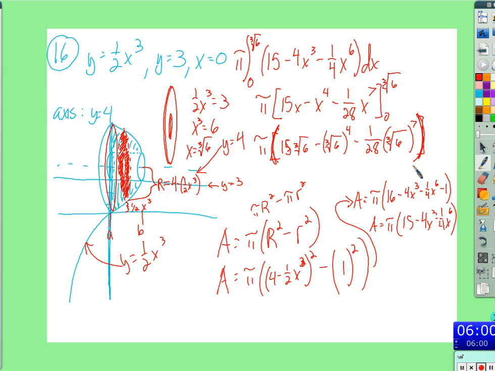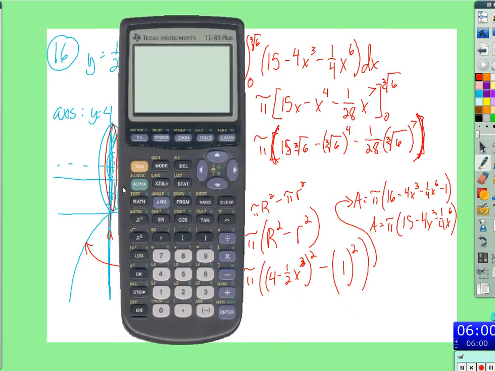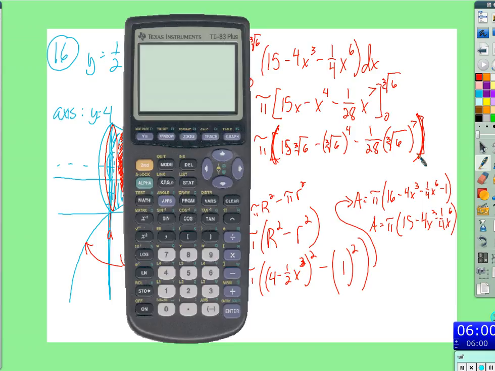And we can just use our calculators for this one. First of all, I'm just going to take all this, and then I'll multiply it by pi. There's a third root button. 15 times 6 to the 1/3 power, minus 6 to the 4/3 power, minus 128 times 6 to the 7th power.